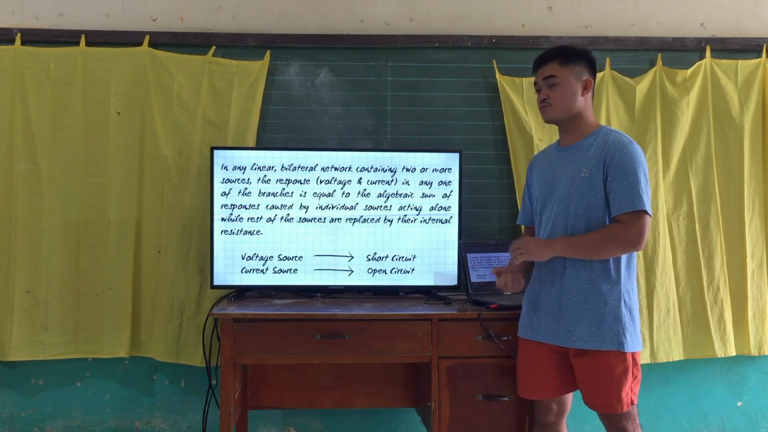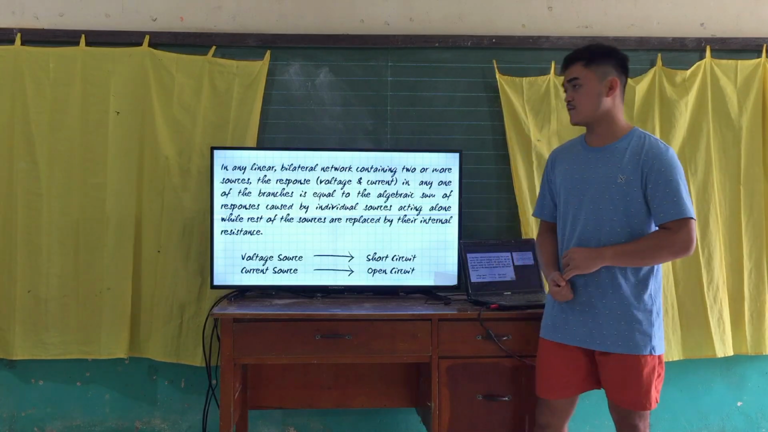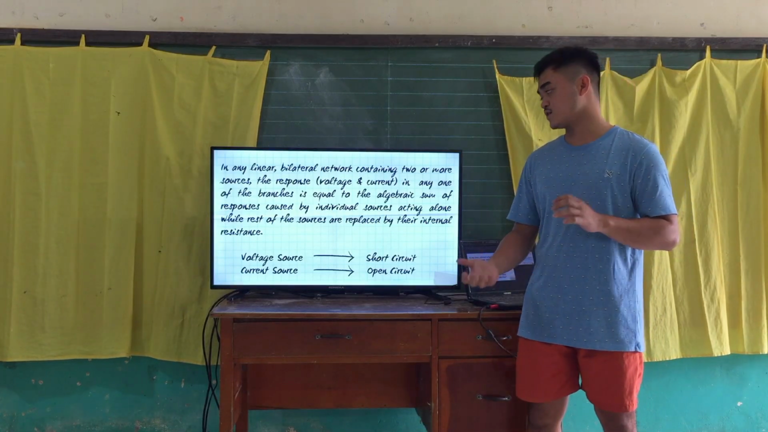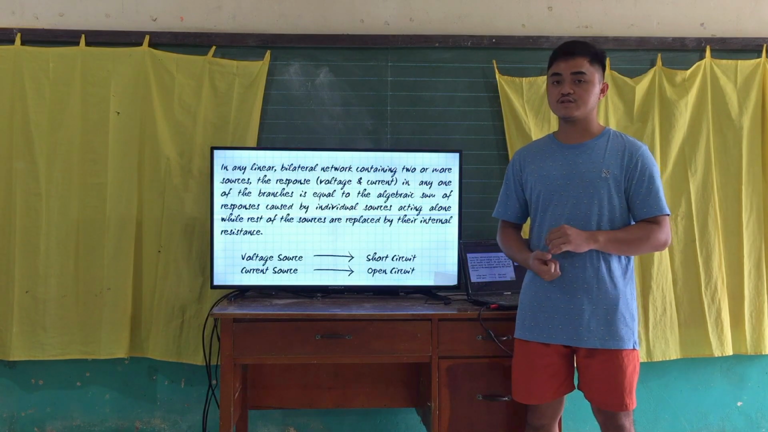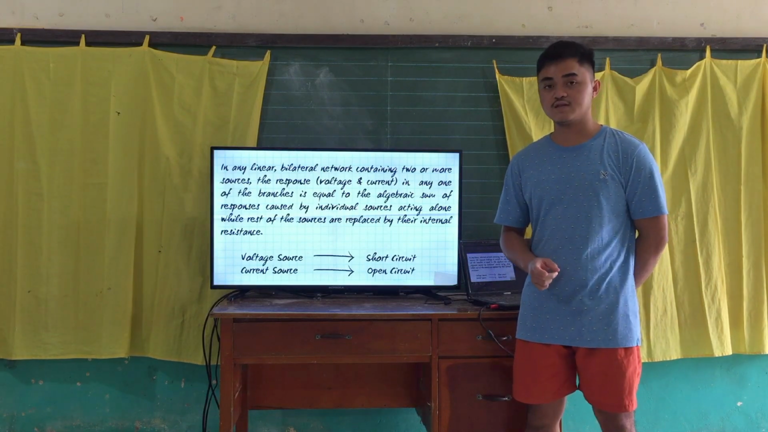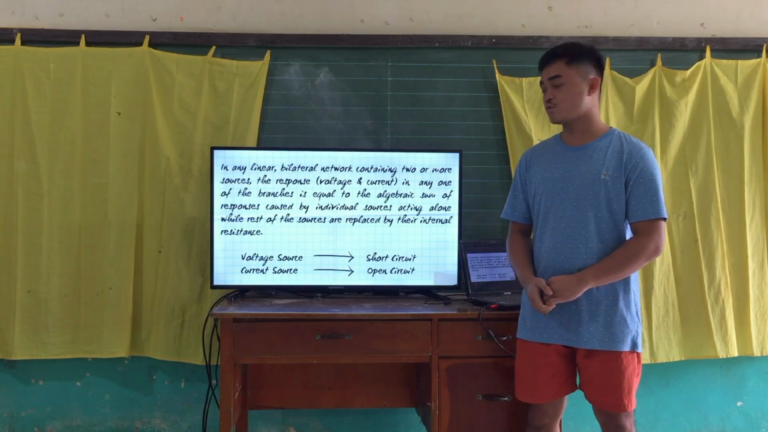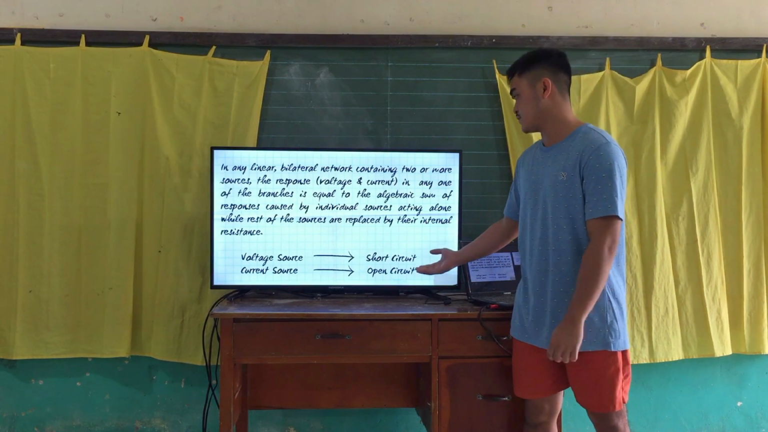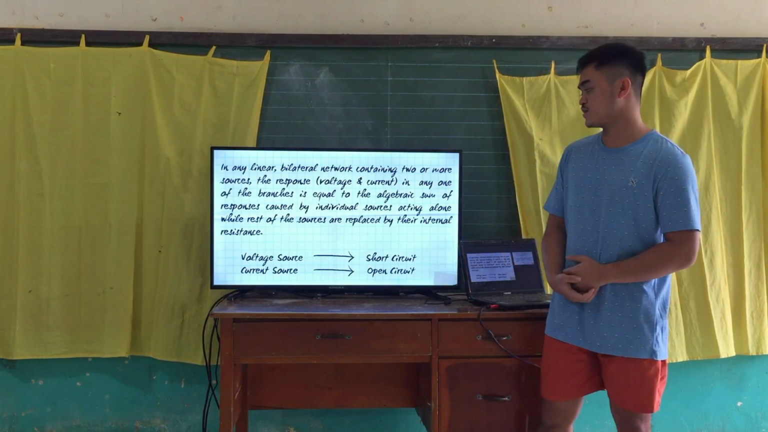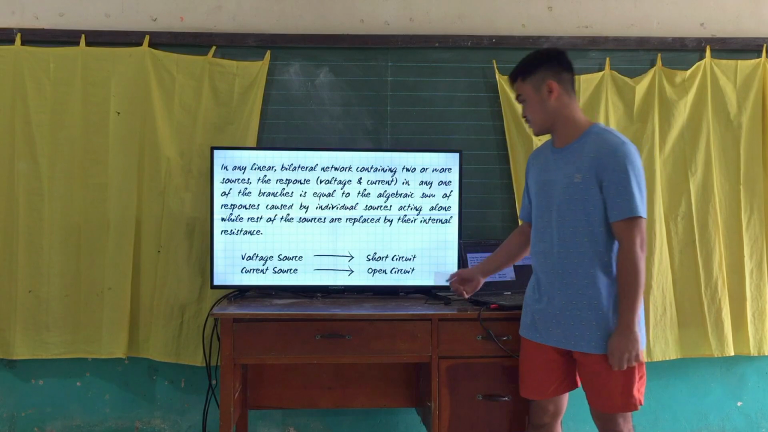So dito sa superposition theorem, we have a circuit diagram na dalawa yung voltages. We may consider the one voltage which is the E sub 1, and the E sub 2 ay kailangan maging short circuit. At kapag naman sa current source, ito ay open circuit.